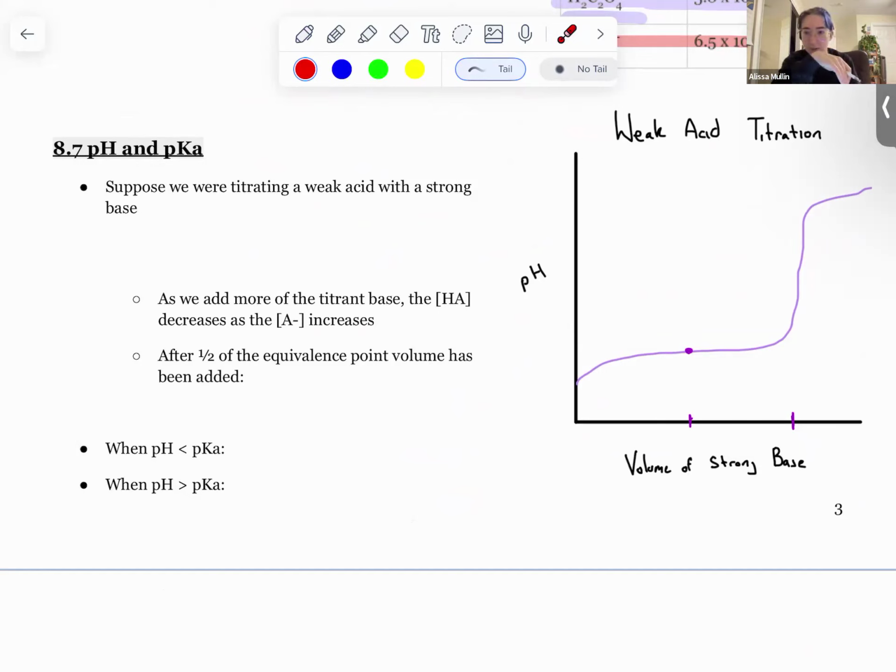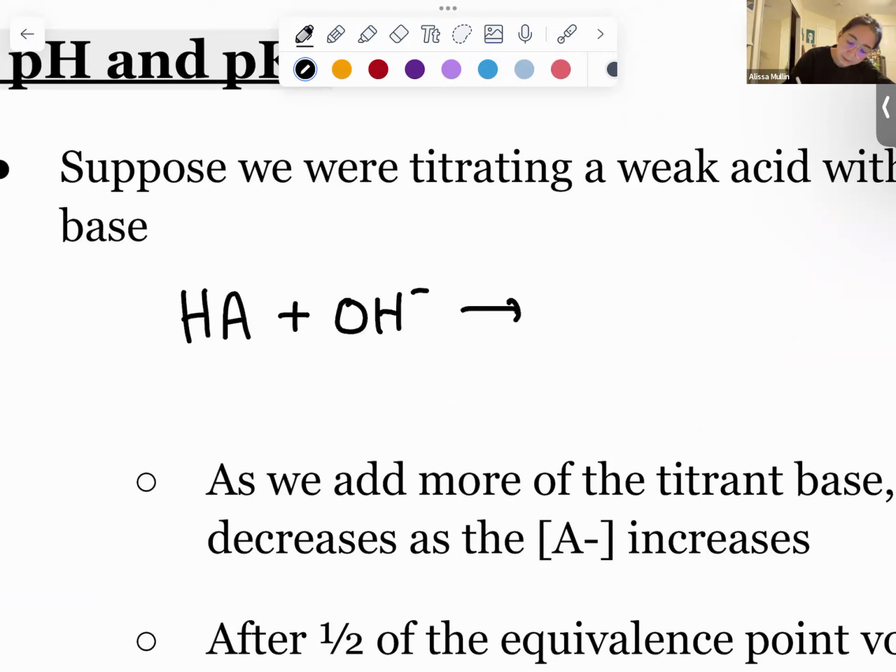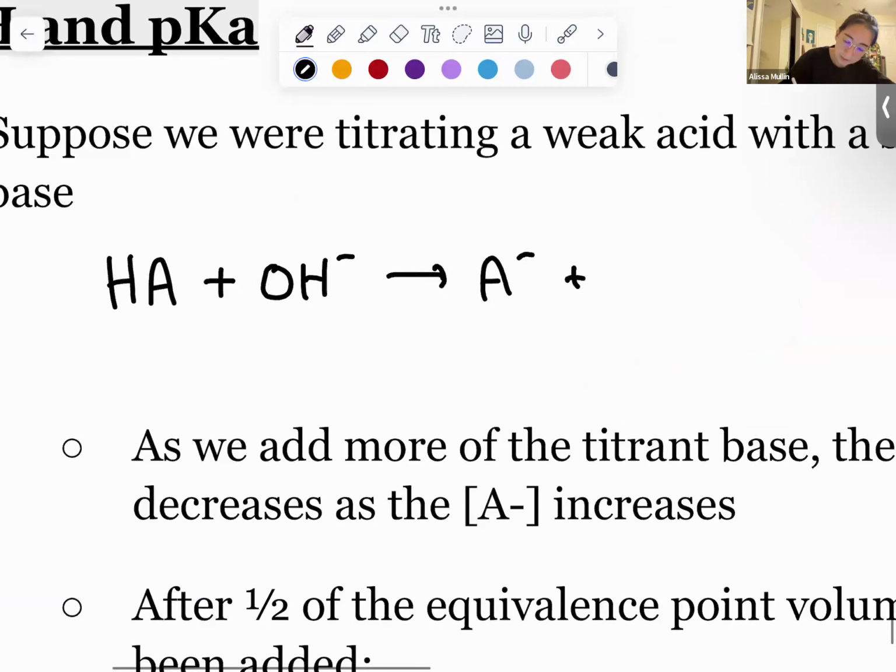We talked about this already with titrations, but just to clarify, what is the relationship between pKa and pH? And this is really relevant for titrations. So let's focus on weak acid and strong base first. If we were adding a weak acid to a strong base, that's this reaction. Weak acid plus our strong base going to form the conjugate base and water.